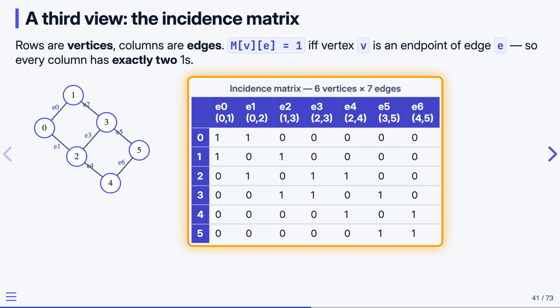The incidence matrix is a third view. Its rows are vertices and its columns are edges. M at row V column E is 1 when vertex V is an endpoint of edge E, so every column has exactly 2 ones, because an edge has 2 ends.